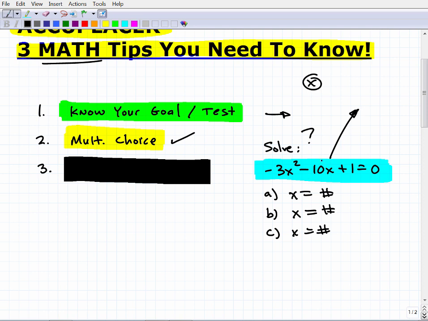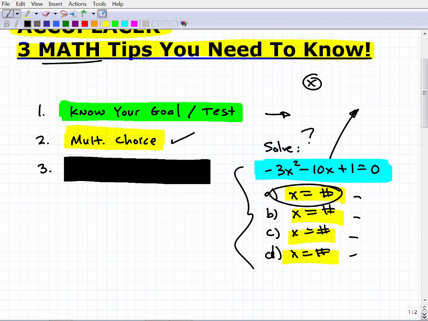Now, if you have the actual solutions here, and let's say it was only 3 choices, A, B, C, or let's put another one, D here, x is equal to some other number. Now, what this multiple choice question is telling you is, hey, one of these is the answer. So if you're not quite sure how to solve this, you can just start testing solutions. You can take this solution and plug it in, and see if it works.